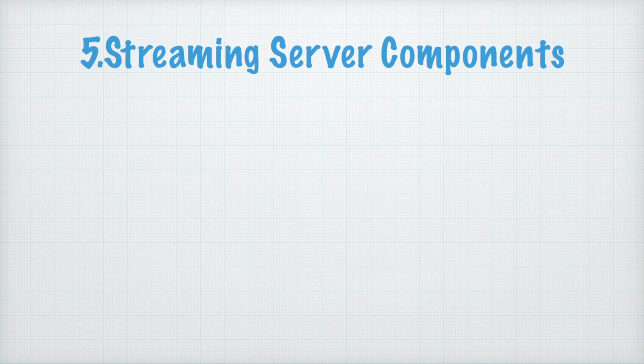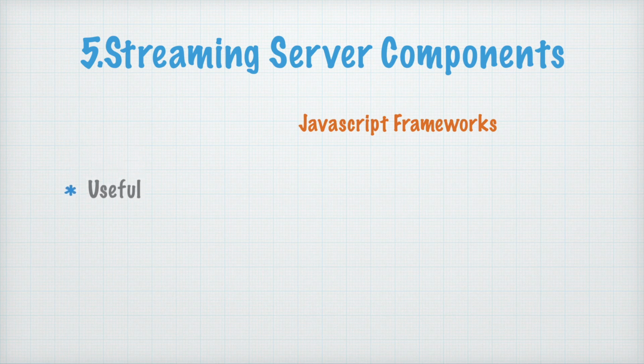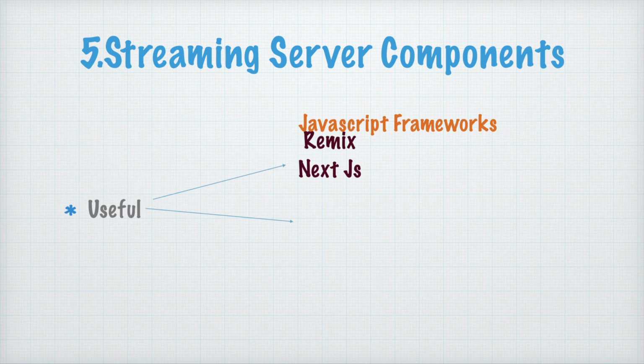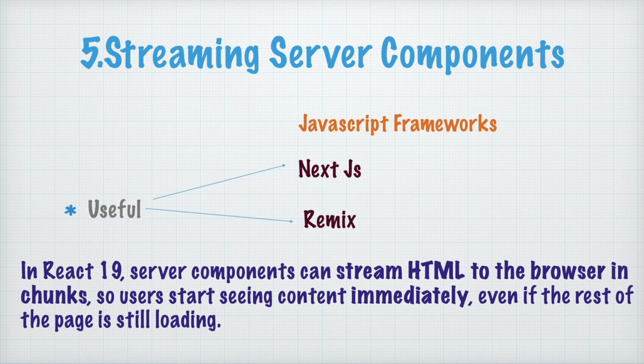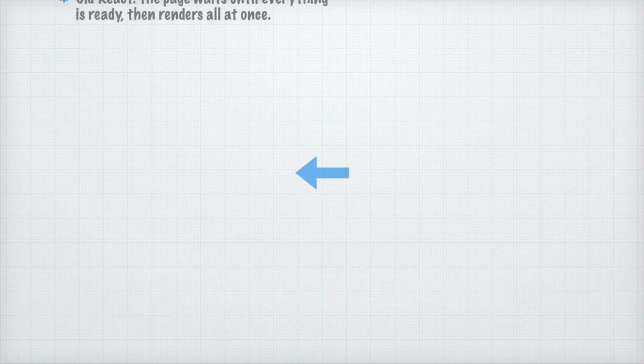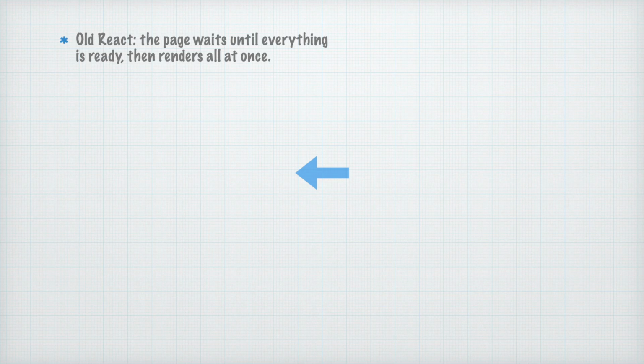Finally, let's look at streaming server components. This is especially useful if you're using Next.js or Remix. In React 19, server components can stream HTML to the browser in chunks, so users start seeing content immediately, even if the rest of the page is still loading. Here's a simple way to imagine it.